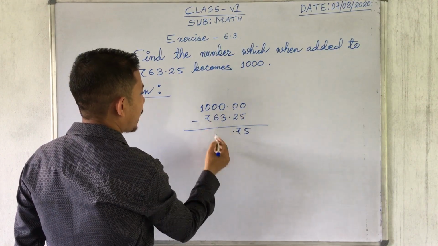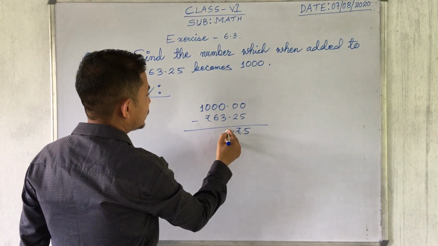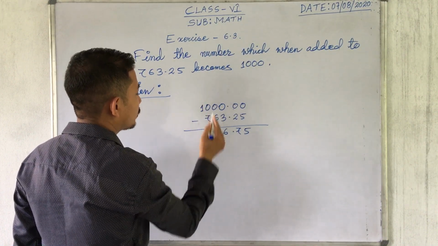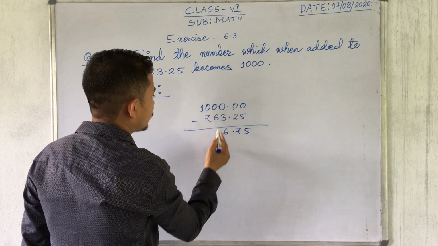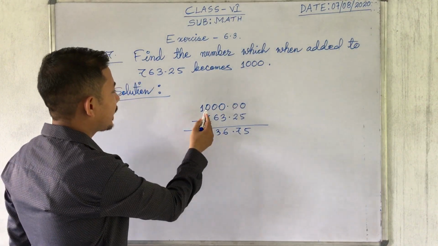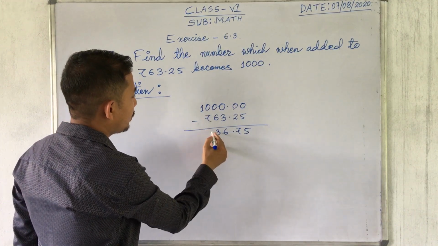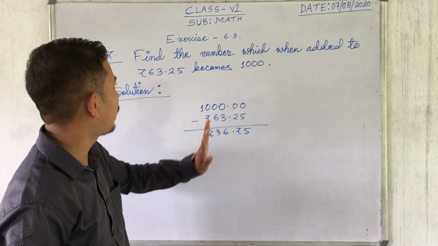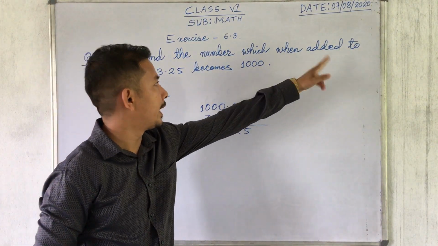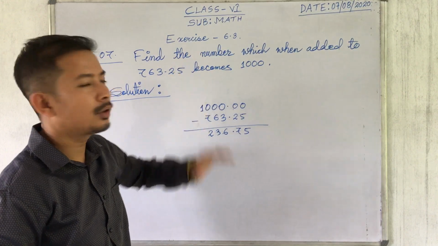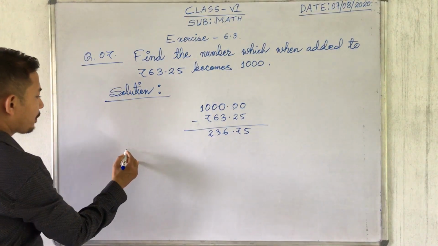Now, if you subtract 3 from 9, there will be 6. We have already taken 1 from here, so there also 9 is left. If you subtract 6 from 9, there will be 3. So what is left here? 9. If you subtract 7 from 9, there will be 2. So 236.75 is the number which, when added to 763.25, becomes 1000.